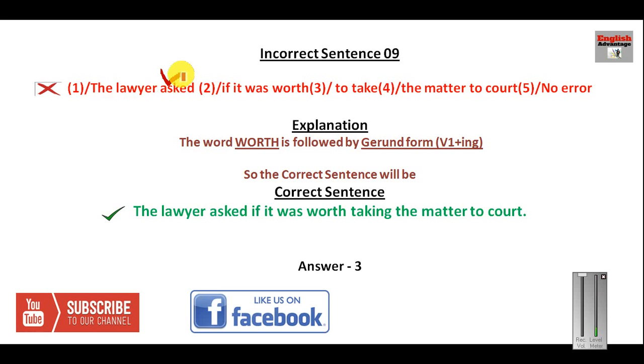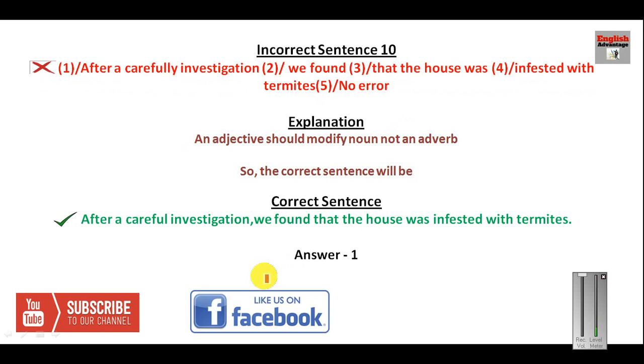The lawyer asked, till here this is correct. If it was worth, this is also correct. Worth means useful. But this word worth is used with the ing form of the verb. This you should understand. Just see here, the word worth is followed by the gerund form. So your answer will be 3rd. This is also very important. Now let us see the next question.